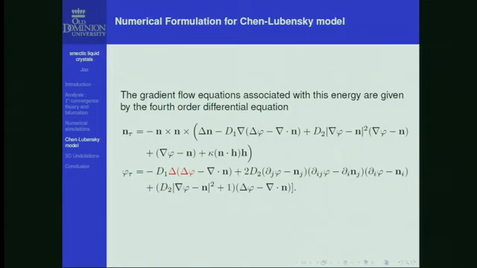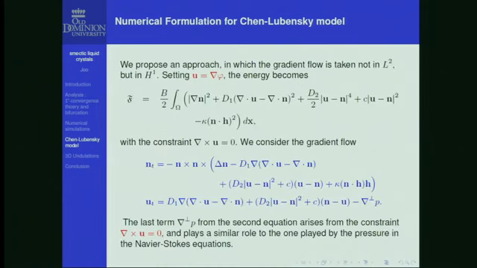Now I want to go to the numerical formulation. The gradient flow equation associated with this Chernobyl-Bansky model is given by that. Since the free energy has a second gradient, the gradient flow is a fourth order differential equation. Simulating a fourth order differential equation takes a lot of time, and it's not simple. So instead, what we want to do is take the gradient flow in H1.